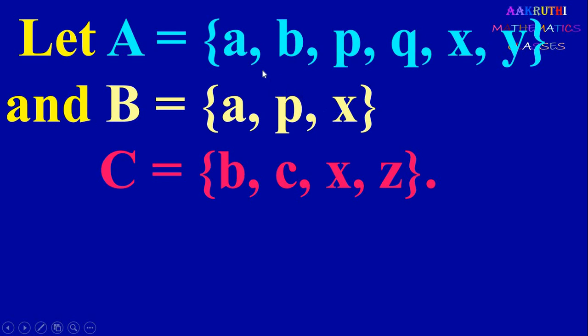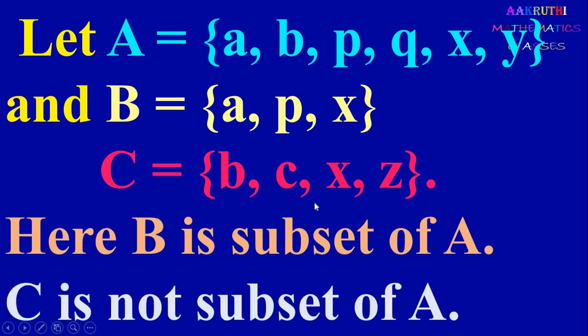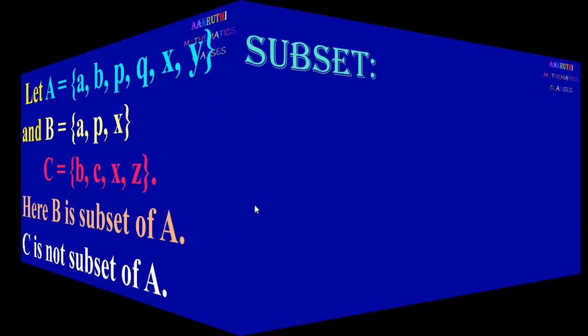All the elements of B are also elements of A, but all the elements of C are not elements of set A. Now here B is called subset of A. So since all the elements of B are also elements of A, B is subset of A, but C is not subset of A. So all the elements of C are not present in set A. So therefore here B is subset of A and C is not subset of A.